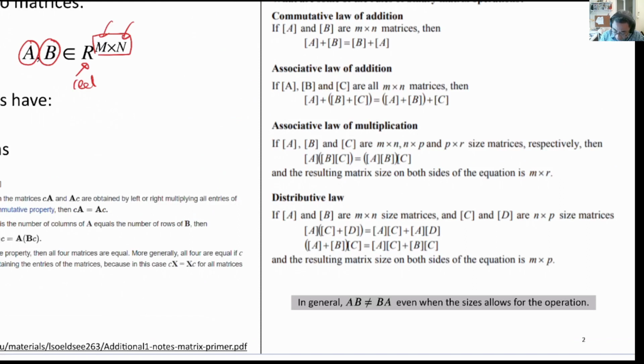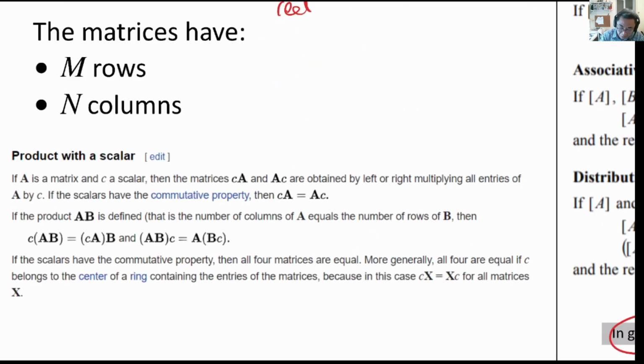However, you must realize that A times B is definitely not equal to B times A, even when the size of the operation allows. Here we use the words "in general", and of course sometimes you can find special matrices A and B where the commutative law of multiplication holds, but in general, these operations, even when the size allows, are not equal to each other.